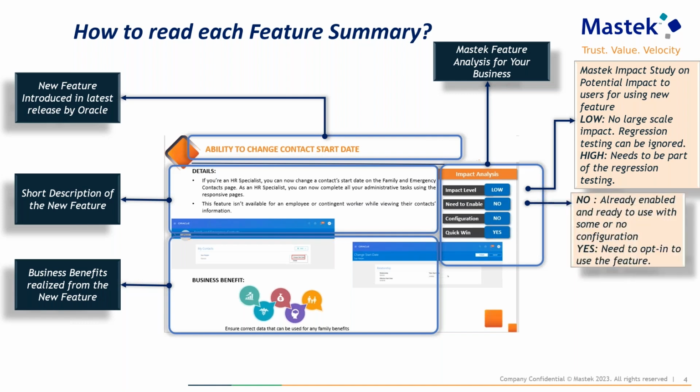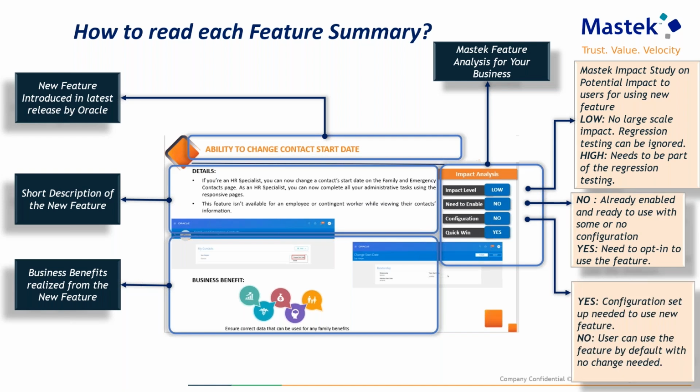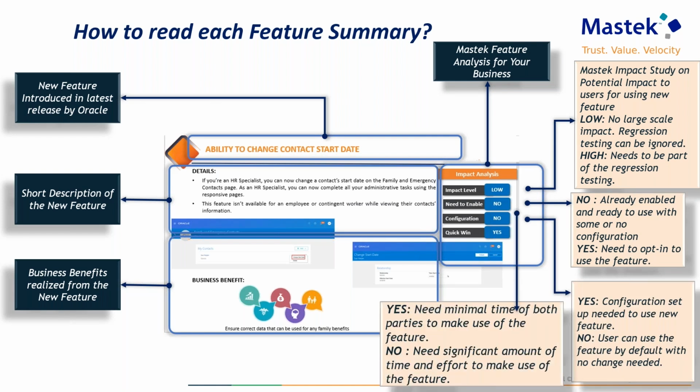Second one, which we are all aware of, there are some features which are by default auto-enabled by Oracle, and there are some which we need to opt for. And the third one highlights the nature of the feature. There would be certain configuration which may be required and some can be used without any changes. And the very last one is a quick win. This term we use to simply convey what is ready to use by investing a minimum amount of time and what requires a significant amount of time and effort to make use of the feature.